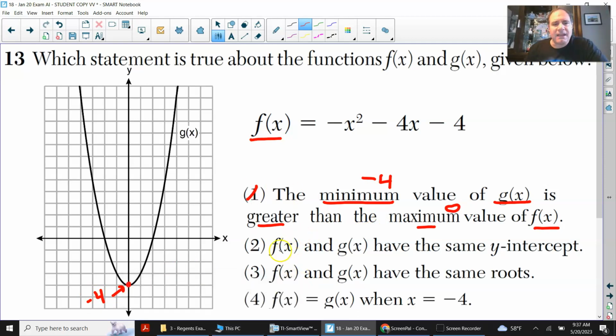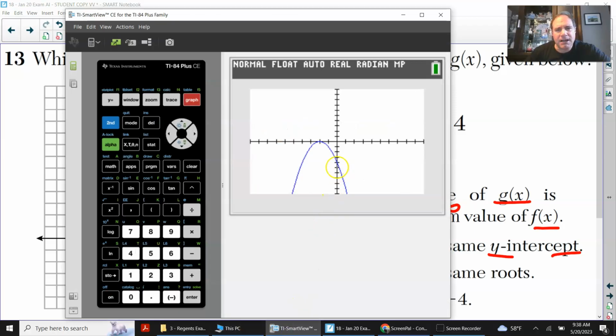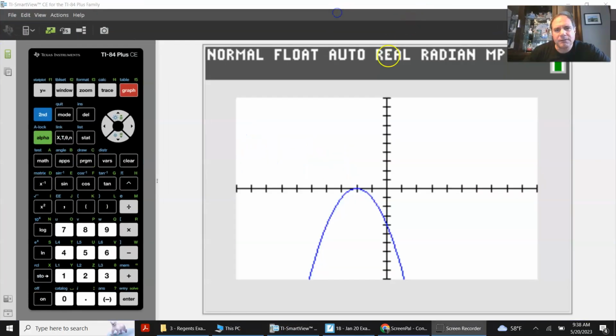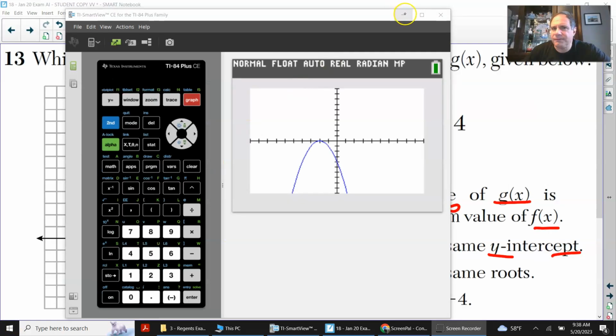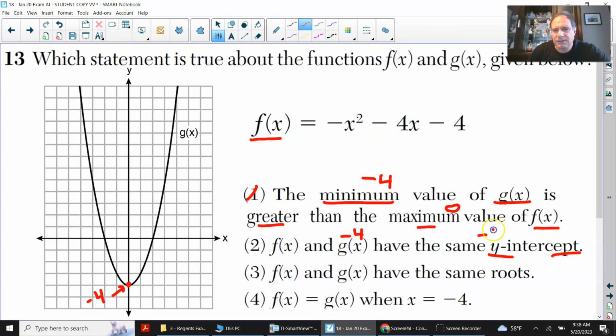Cancels. The f of x and g of x have the same y-intercept. So the y-intercept is pretty easy of g of x. It's right here, where it crosses the y. So that's negative 4. I'm going to put that as negative 4. And then I'm going to look at the y-intercept of the other parabola, and it is negative 4. So that means they're equal. Is it the same? Yes, it is. 2 is your answer. And you could cross the other ones out.